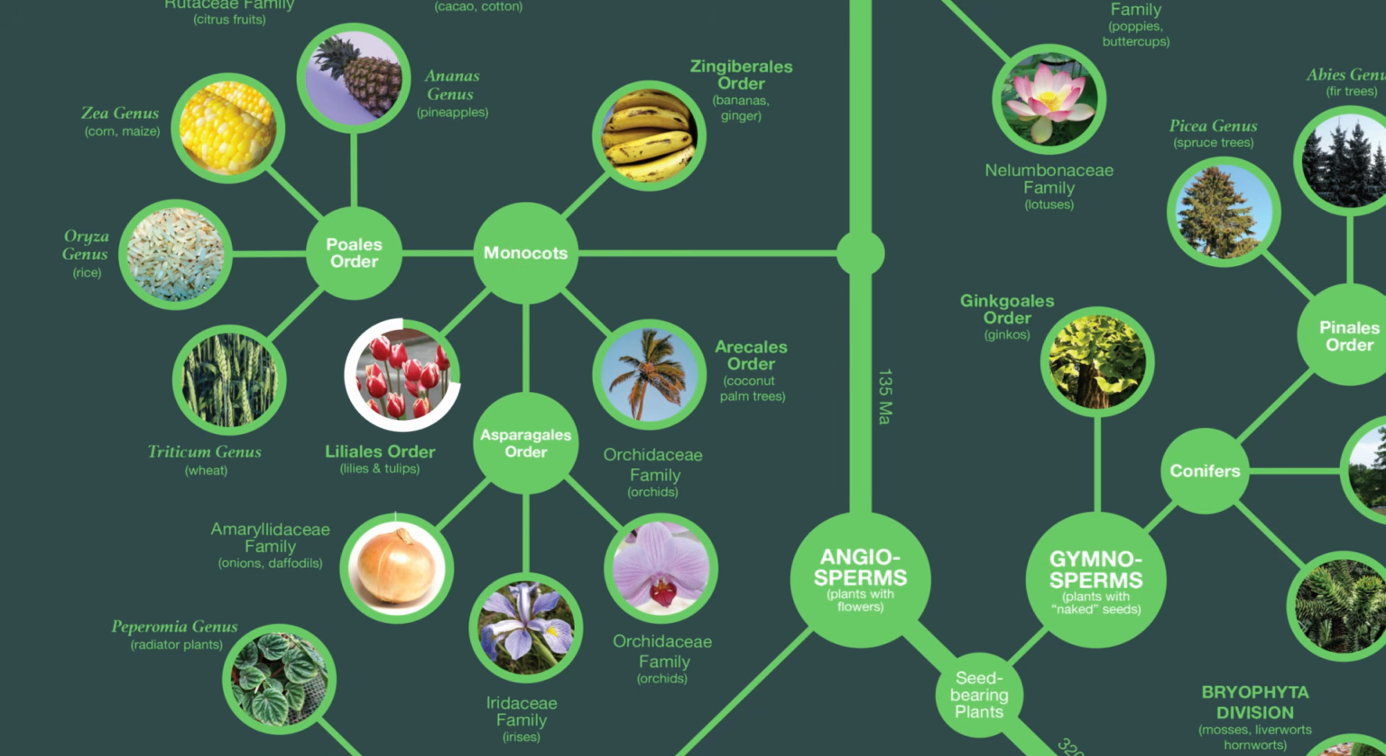But it's also where we find major tropical fruits, like coconuts, bananas, and pineapples. Finally, and perhaps most importantly, it contains all of the grasses, which include the world's 3 largest food crops: wheat, rice, and corn.